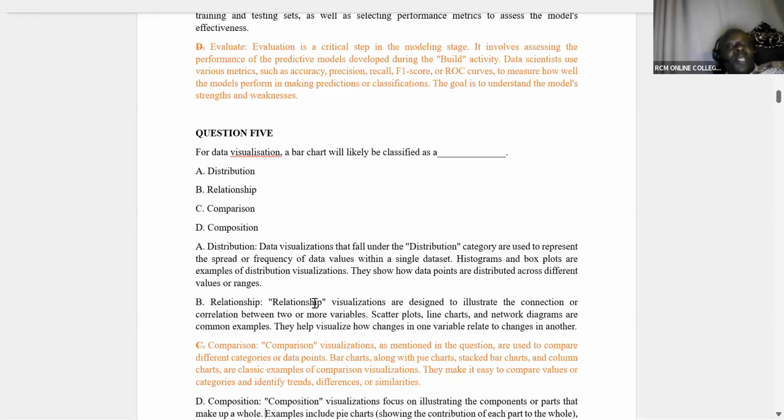Relationship visualizations are designed to illustrate the connection or correlation between two or more variables. I can do a scatter plot, a scatter graph, and see how the points are scattered there.